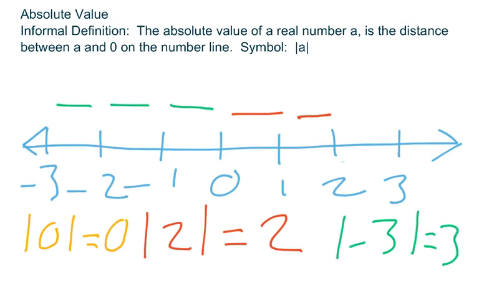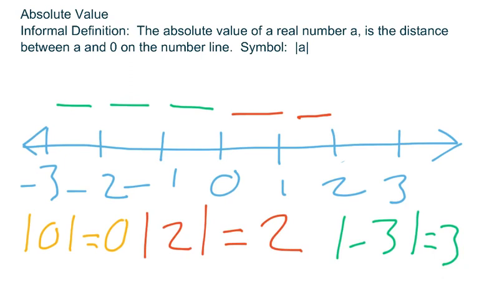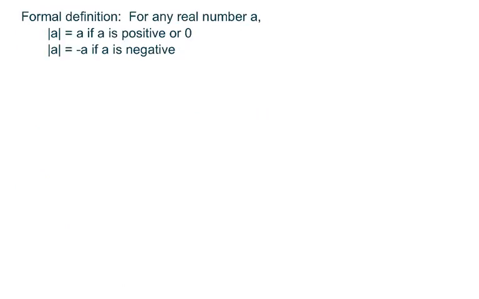But how does that connect in with the more formal definition? The formal definition is written like this. For any real number a, the absolute value of a is equal to a if a is a positive number or 0, but it's equal to the negative of a if a is negative. And if you look back at the previous slide, this looks a little contradictory because absolute values are distances and distances should be positive. But if you look at that second line, it looks like we're saying that somehow the absolute value will be negative.